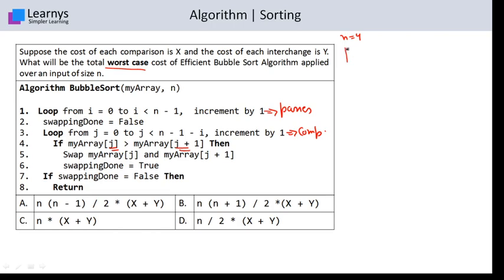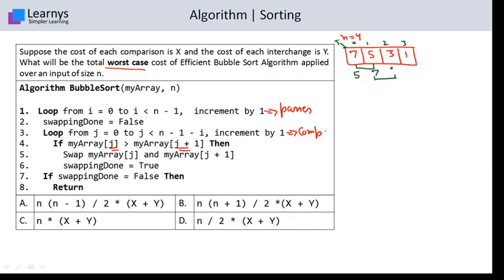How? For that, see here, I am taking the elements of the array in descending order. Why? You can see initially j is at index position 0 and it is comparing j with j plus 1, meaning it is comparing 7 and 5. For the worst case I want that whenever there is a comparison, swapping will also be there. So whenever 7 is compared with 5, 5 is smaller, so I write 5 here and 7 here.